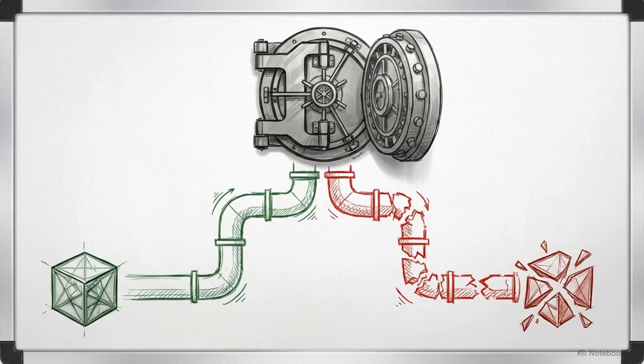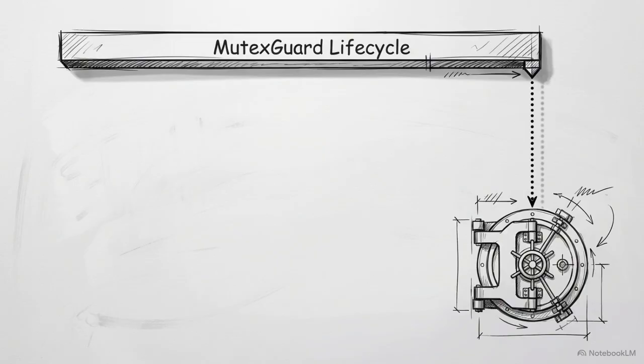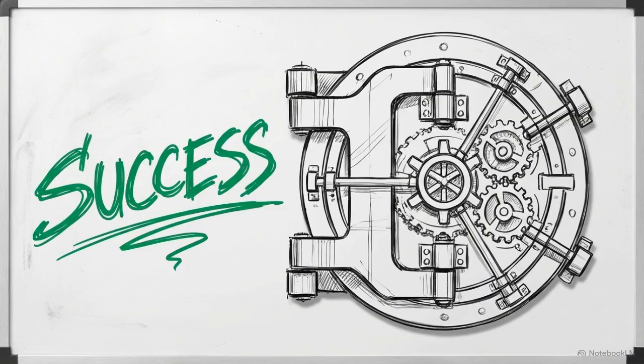The lock method also returns a result type to handle what's known as poisoning. If a thread panics while holding the lock, the mutex enters an intentional failure state to prevent other threads from accessing potentially corrupted data. By binding the release of the lock to the physical lifecycle of the mutex guard variable, the compiler completely automates away the human error of forgotten locks.